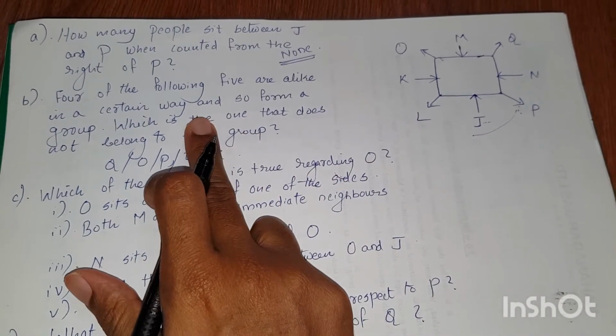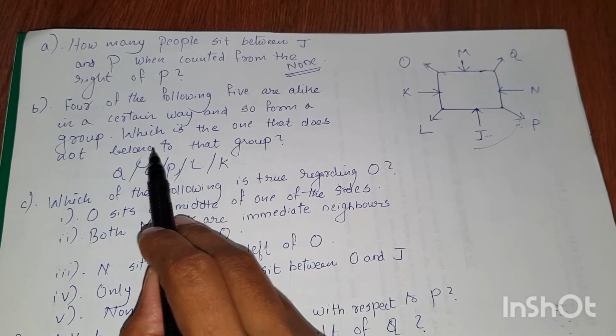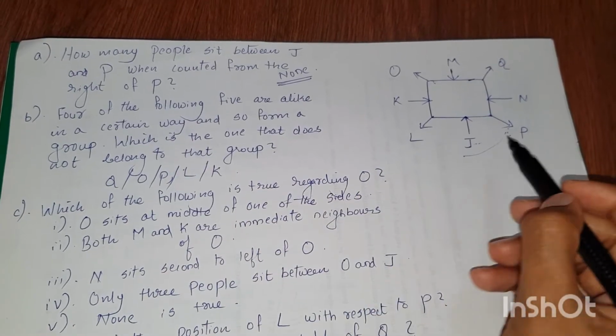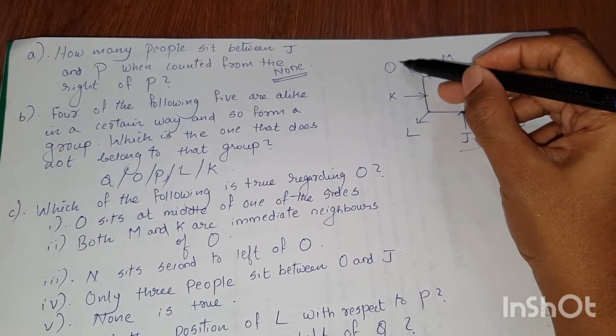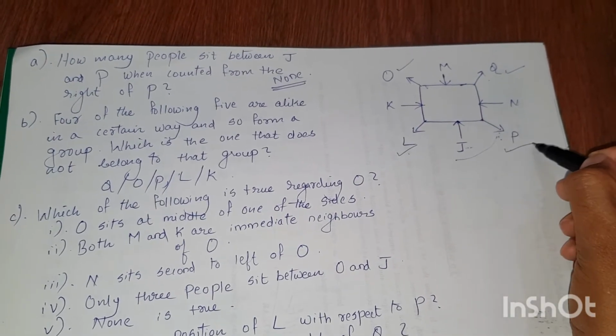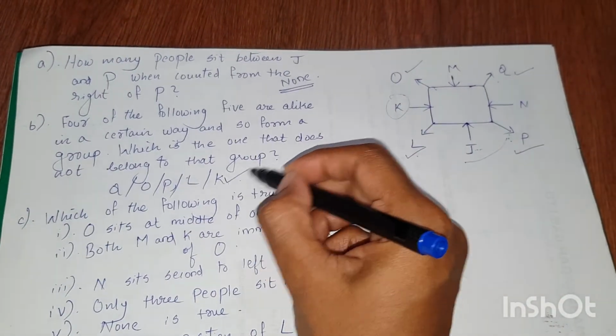Now going to the second question, 4 of the following 5 are alike in a certain way and so form a group. Which is the one that does not belong to that group? The options are Q, O, P, L, K. Q outside the center, O outside the center, L outside the center, P outside the center, but K is facing inside the center. So the odd one is K.